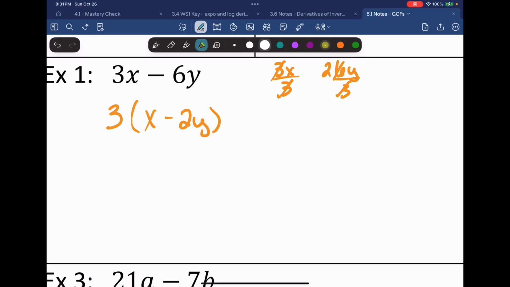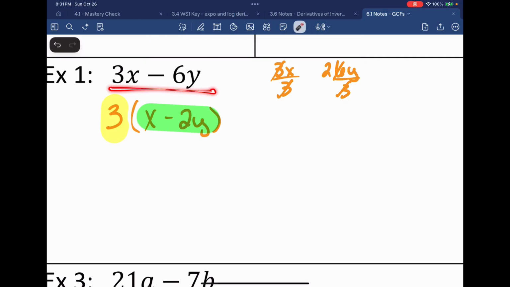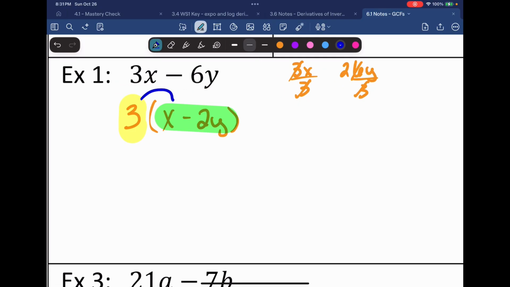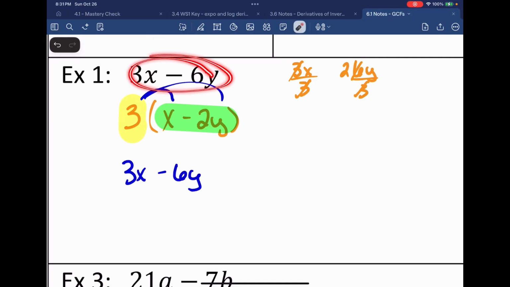And this means that 3 times x minus 2y is 3x minus 6y. When you redistribute, 3 times x, 3 times negative 2y, we get back to the original. So it means 3 is a factor and x minus 2y is a factor.